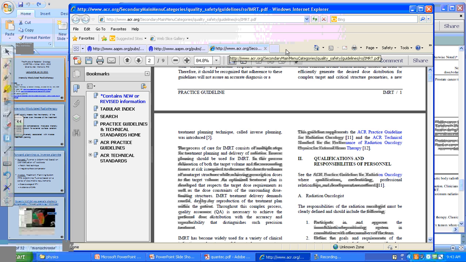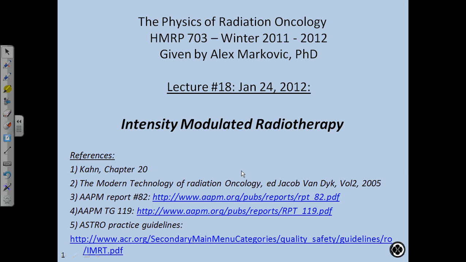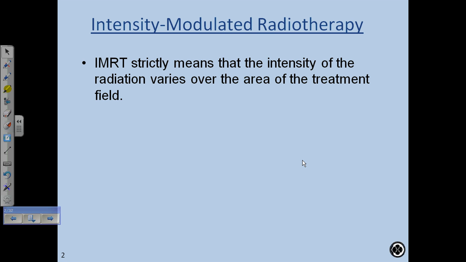Let's go back to the slides. Okay. So IMRT strictly means, what is IMRT? Strictly means that the intensity of the radiation varies over the field, over the treatment field.